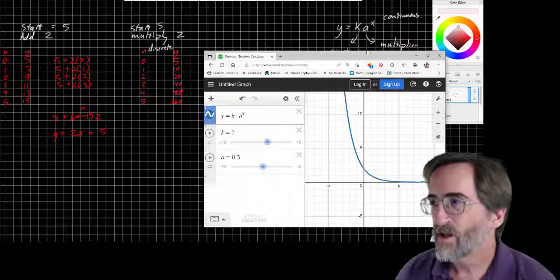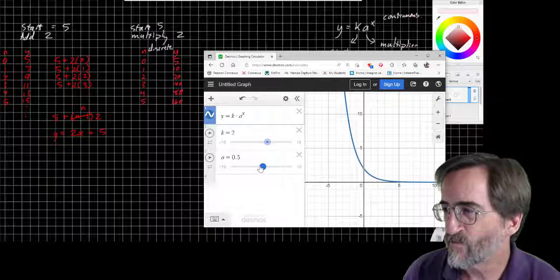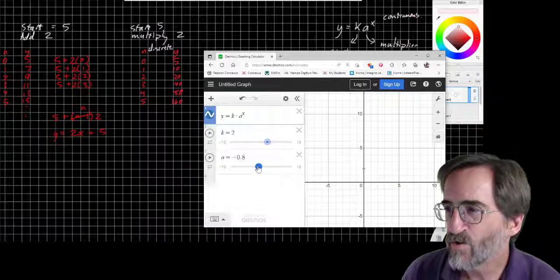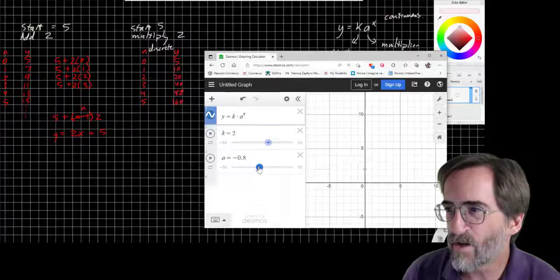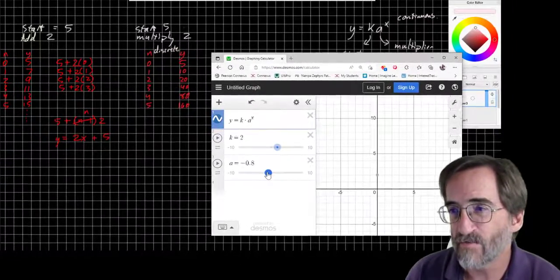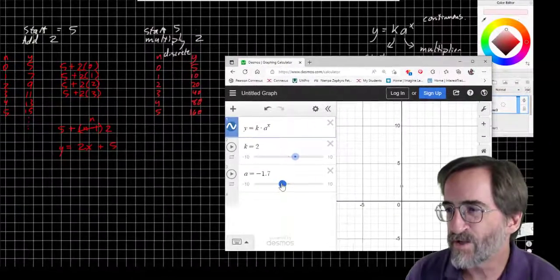Okay. All right. Now, it doesn't make a lot of sense for a to be negative, because what happens is when you square a negative, you get a positive. When you square a positive, you get a positive. And it doesn't know what to do with the sign.